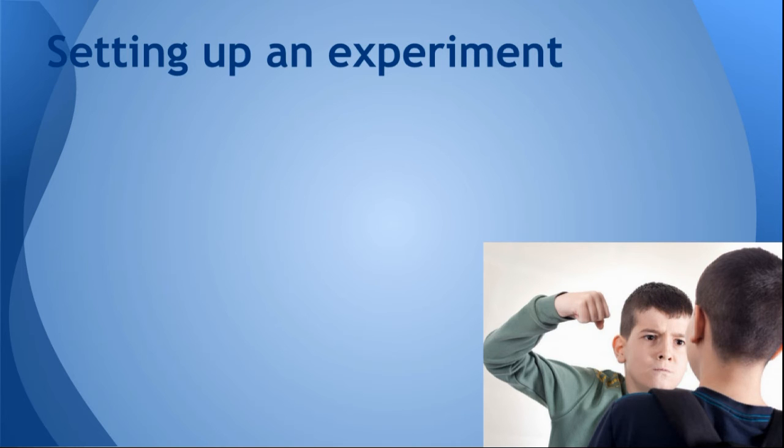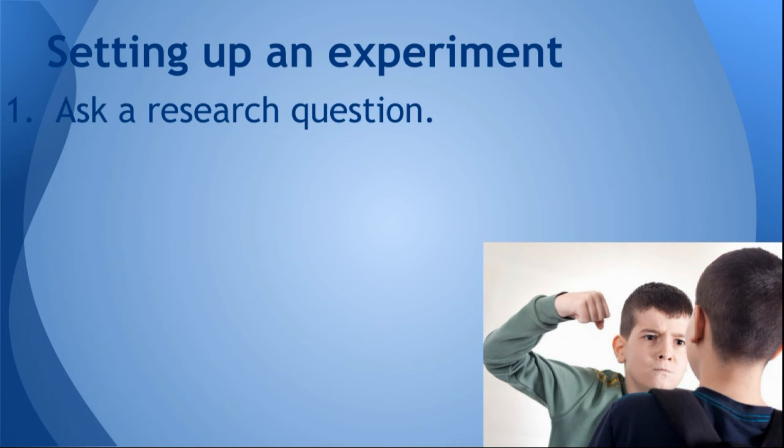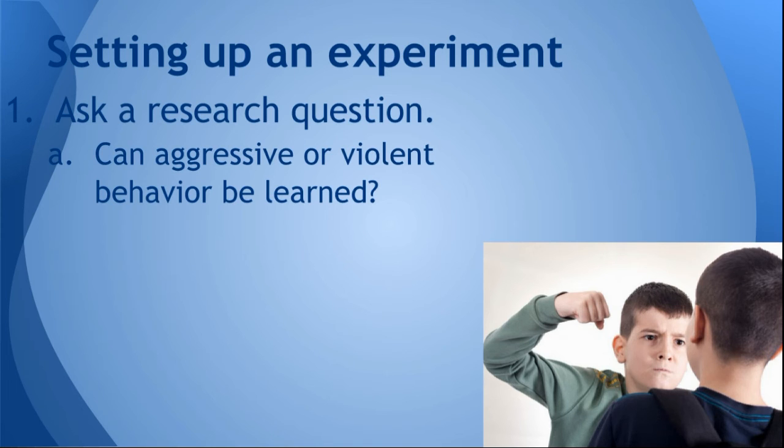So let's talk about how we might go about setting up an experiment. First, you have a research question. You have something that you're trying to answer. One example of a research question that many have researched over the years is, can aggressive or violent behavior be learned? In other words, if you were living in a home with a violent parent and you see that parent abusing his or her spouse, you see that parent abusing other siblings, or you have that parent abusing you violently, can that then be passed down to you by learning it? By simply observing that behavior, are you learning it and therefore becoming more aggressive?